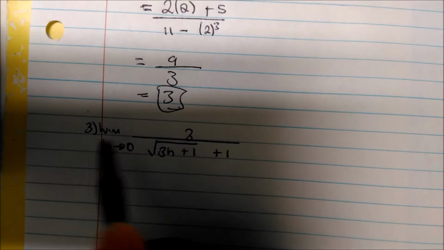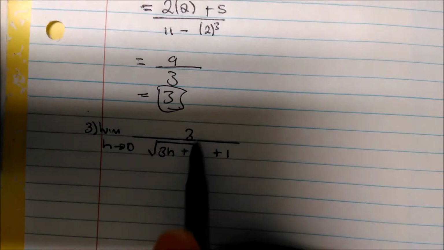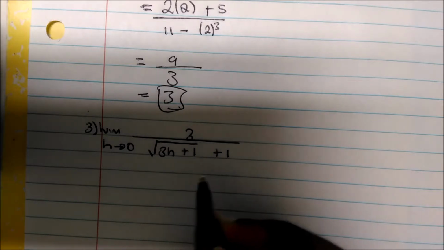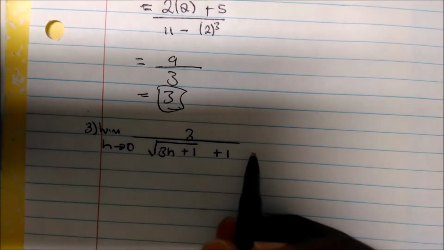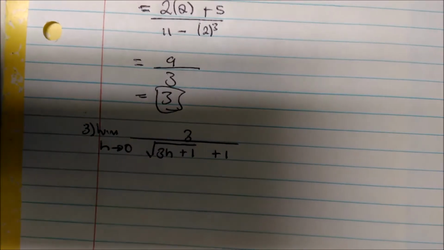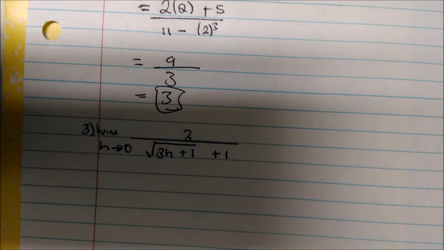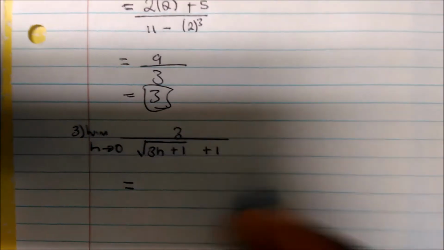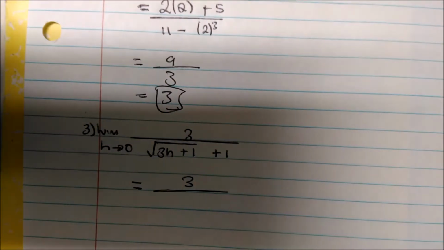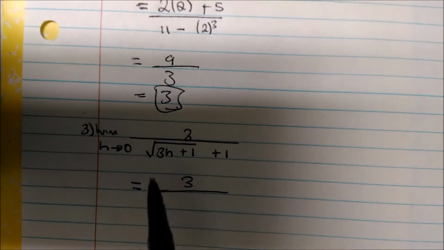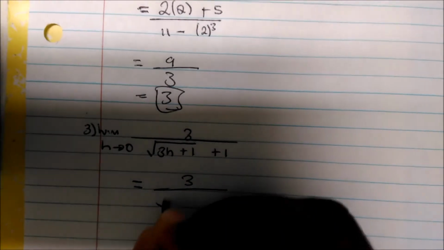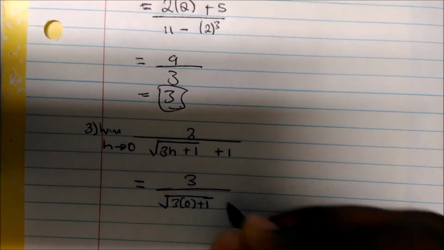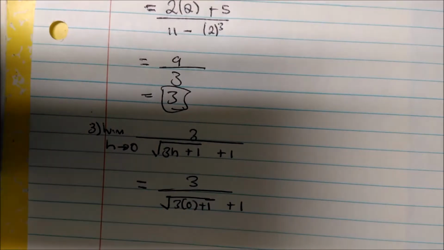The limit as h approaches 0 of 3 over the square root of 3h plus 1, plus 1. So we see this and say, what is going on? Well, if we plug in 0, we still don't have what's called an indeterminate form. So the limit is going to be equal to 3, and I'm going to drop my notation because I'm already plugging in 0. All right, square root of 3 times 0 plus 1, plus this 1, which is not under the square root.